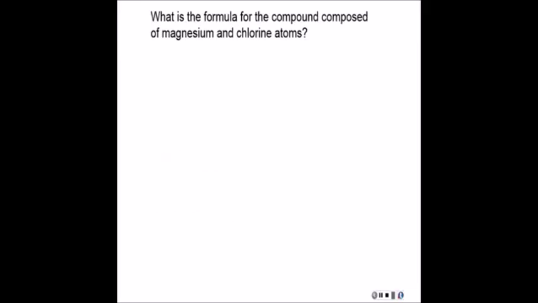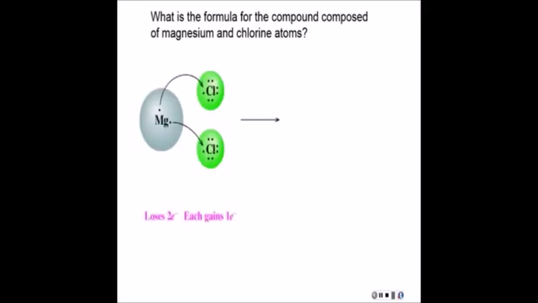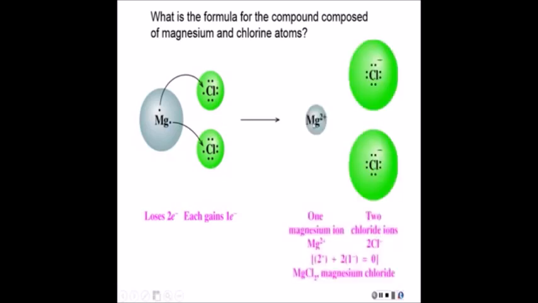What about for magnesium and chlorine? So here we have a magnesium atom with 2 valence electrons, and we have two chlorine atoms, each with 7 valence electrons. So we're going to have the ratio 1 to 2 here, because magnesium atoms must lose those 2 electrons. And chlorine atoms will only gain 1, so it's going to take 2 chlorine atoms to gain those 2 electrons. And so then we wind up with 1 magnesium ion, 2 chlorides.